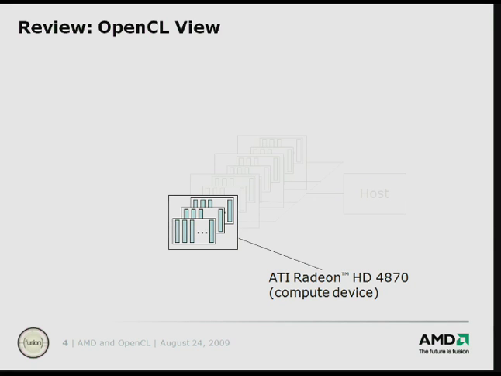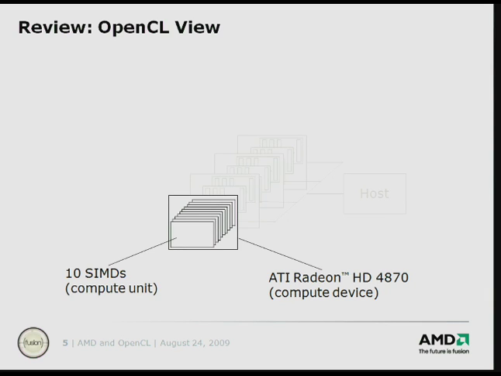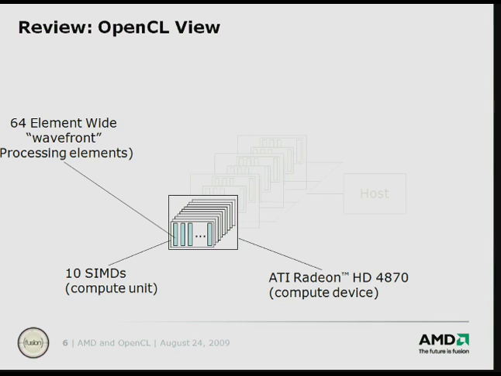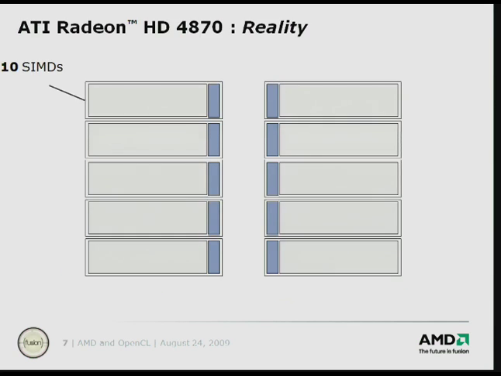So, for example, let's say you have a Radeon 4870, so that's our current highest end consumer GPU. Well, we report 10 compute units because we have 10 SIMD arrays in our chip. Each one of those is comprised of a 64-element wide execution context. And these represent our processing elements.